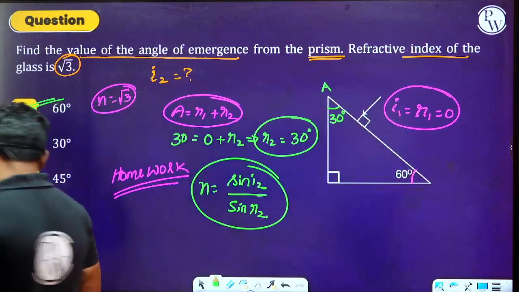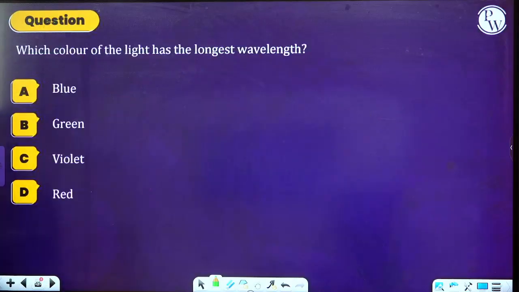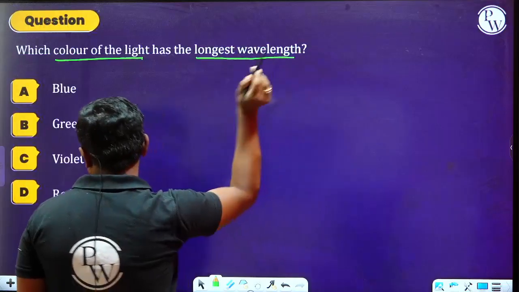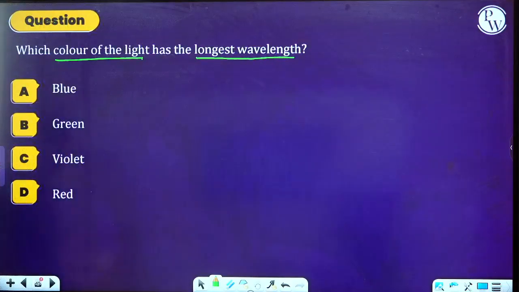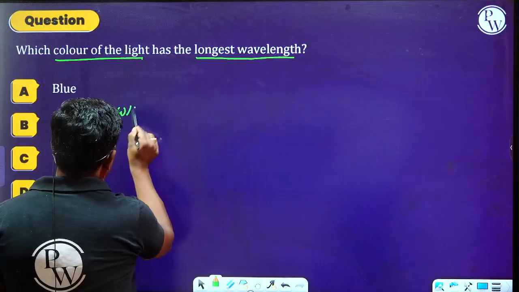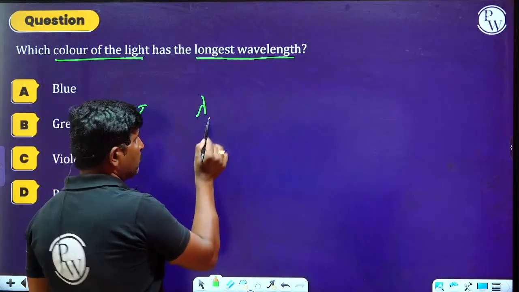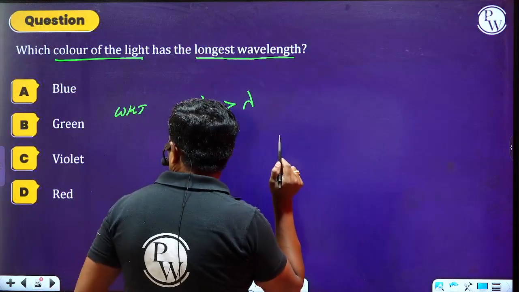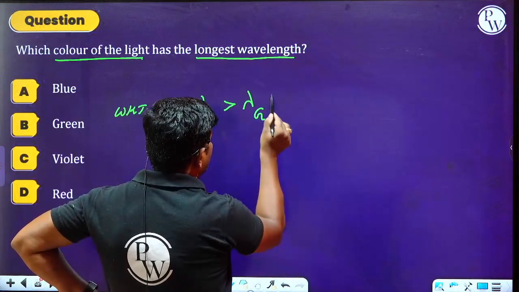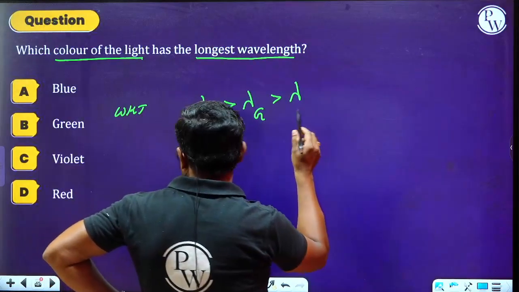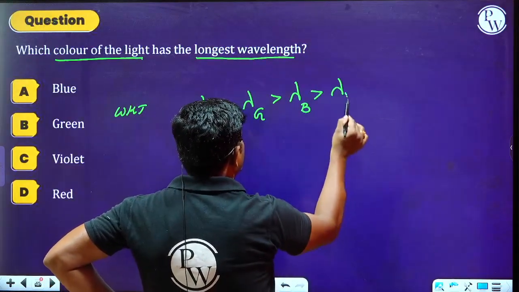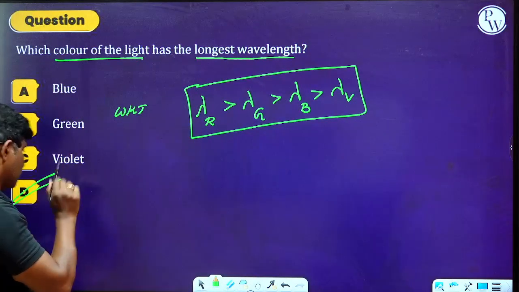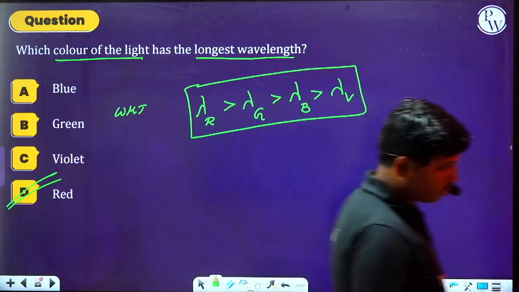So now let us move on to the next question. What they are saying to us: which color of the light has the longest wavelength? We know that lambda red is greater than lambda green, greater than the wavelength of the blue, greater than the wavelength of the violet. Hence we can say red color has the longest wavelength.